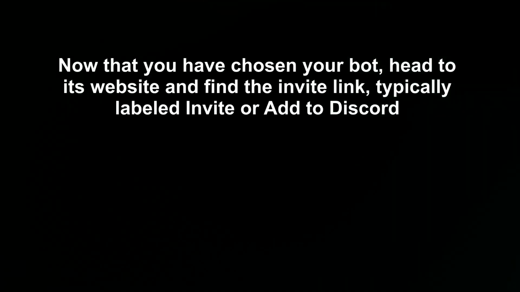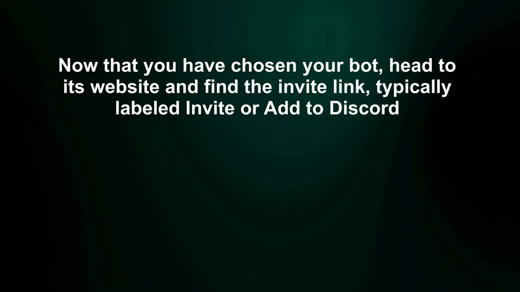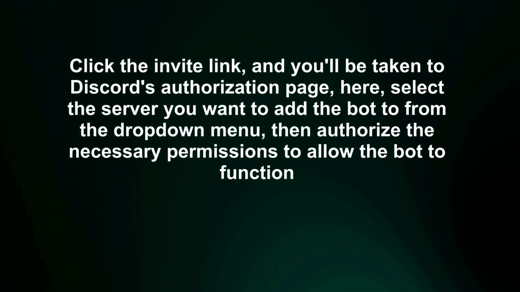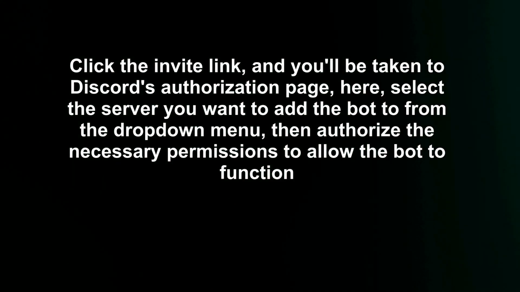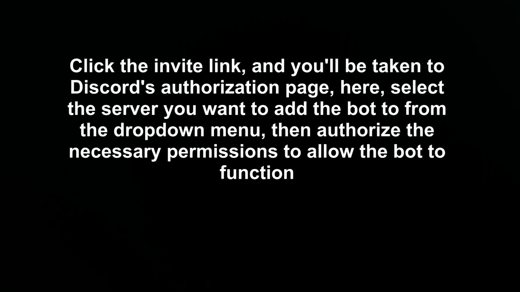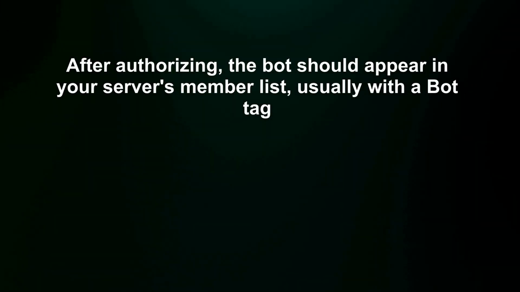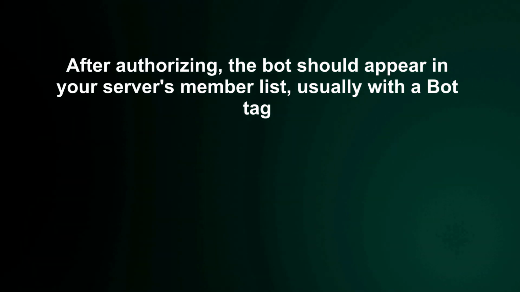Now that you have chosen your bot, head to its website and find the invite link, typically labeled invite or add to Discord. Click the invite link, and you'll be taken to Discord's authorization page. Here, select the server you want to add the bot to from the drop-down menu, then authorize the necessary permissions to allow the bot to function. After authorizing, the bot should appear in your server's member list, usually with a bot tag.